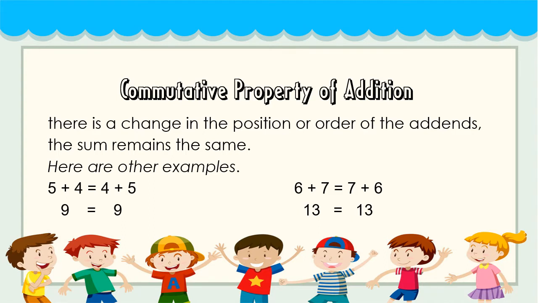Here are other examples. 5 plus 4 is just equal to 4 plus 5. If we add 5 and 4, the sum is 9. If we add 4 and 5, the sum is also 9. The same goes for 6 plus 7 and 7 plus 6. If we add the numbers, you'll get 13. The same as 7 plus 6, you'll get 13.